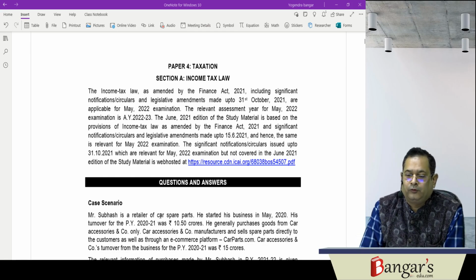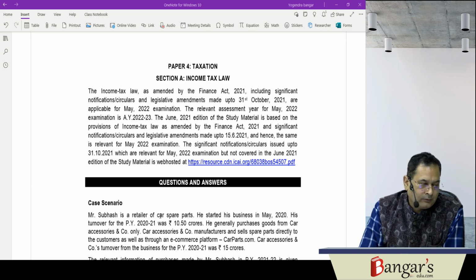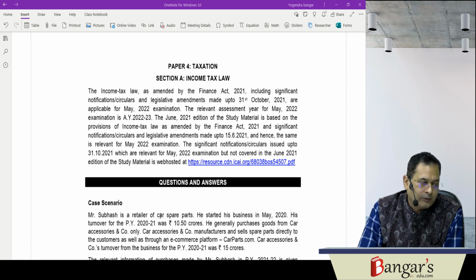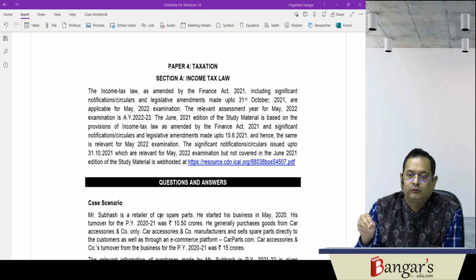Now, the Institute of Chartered Accountants of India has released their revisionary test papers, which are applicable for the May 22 examination. Here they have provided the case scenario based MCQs and independent MCQs, and the detailed solution is not being provided for the same.